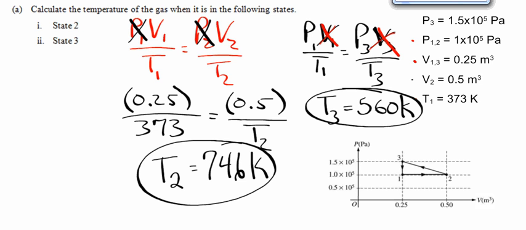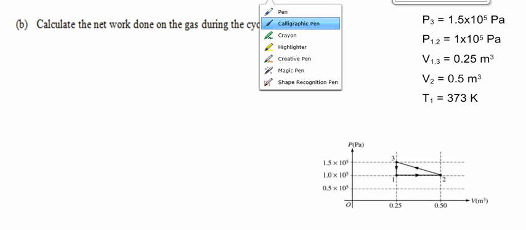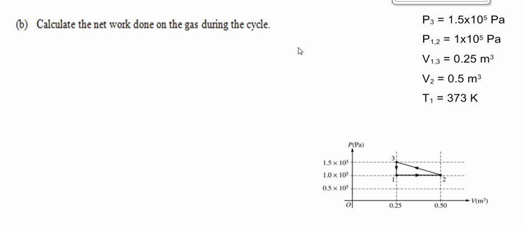Okay, so moving on to part B. Part B says calculate the net work done on the gas during the cycle. Now, this on the gas, by the gas thing is going to be a consistent thing. You really got to keep track of that. Remember, there's a couple ways to do this. You can use work is equal to negative P delta V, or you can find the area of that triangle right there.